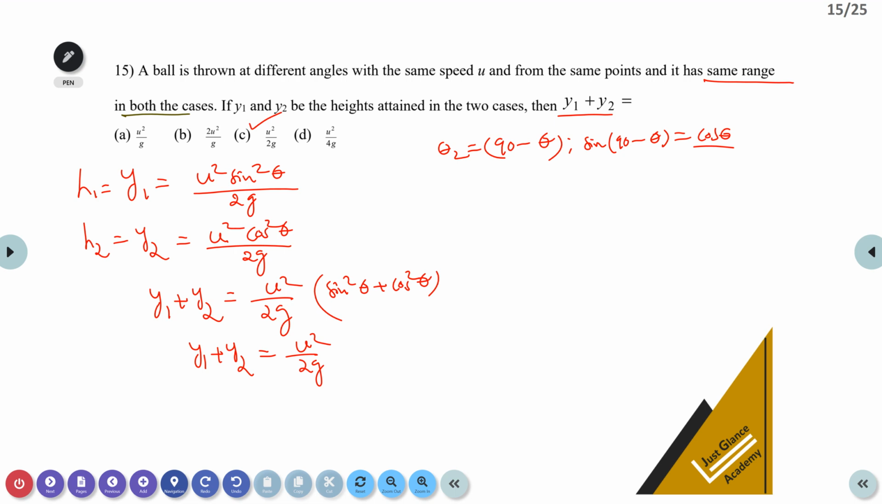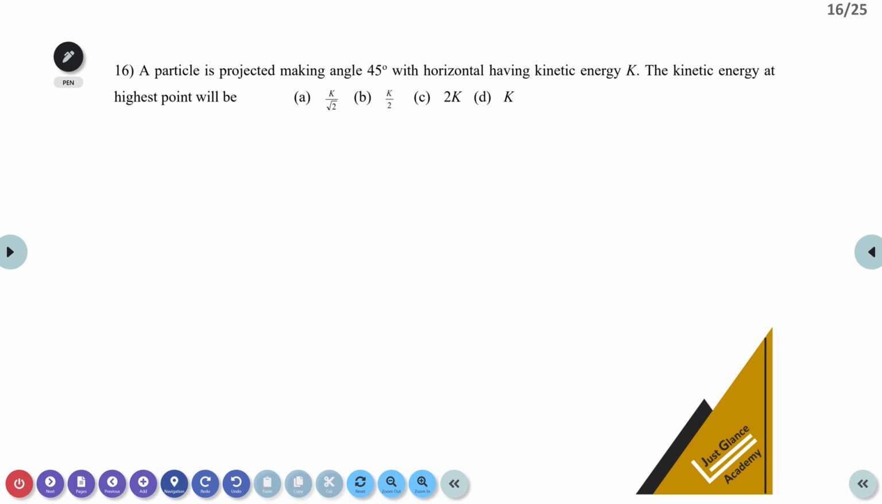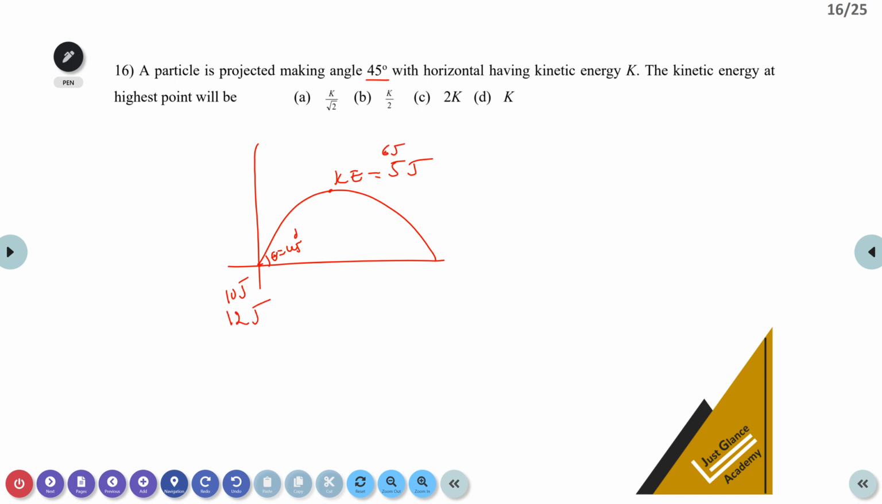Next. This is a very easy question. I told you, for angle projection, whatever the kinetic energy is at the point, if the kinetic energy is 10 joules, provided theta equal to 45 degree, at this point the kinetic energy becomes 5 joules. In general, suppose it is 12 joules, this becomes 6 joule. In general, if it is K, this will become K by 2. This is the right choice.